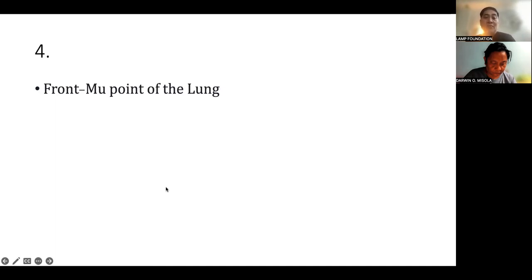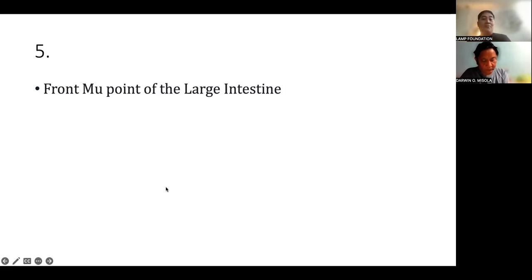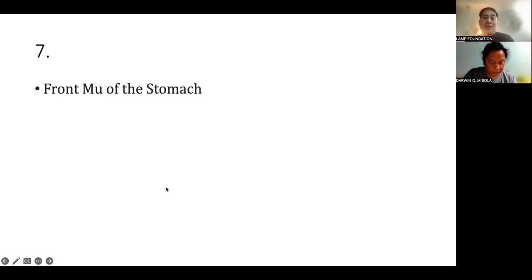What is the front main point of the lung? Lung 1. Good. Front main point of the lung is Spleen 25. Okay. ST20. Yeah, stomach 25. Front main point of the spleen. Liver 13. Front main point of the stomach. Ren 12. Good. Front main point of the heart. Ren 14. Front main point of the small intestine. Ren 4.